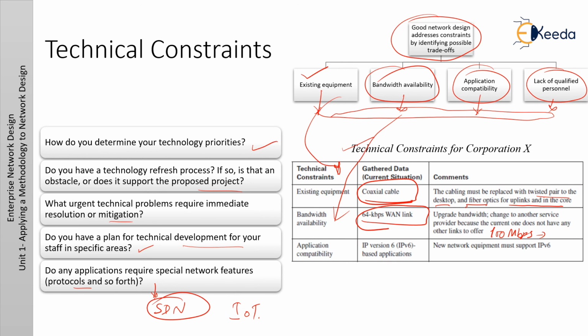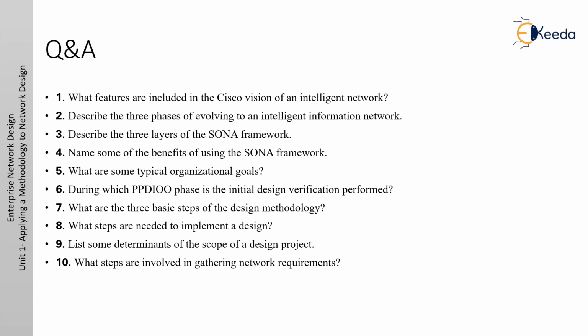Then application compatibility, IP version 6 based applications. The new network equipment must support IP version 6. In socket programming, it is already given. So there is no problem with application compatibility if we are going to make the application compatible with IP version 6. These are the common questions generally asked.